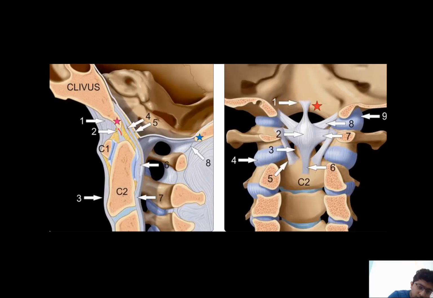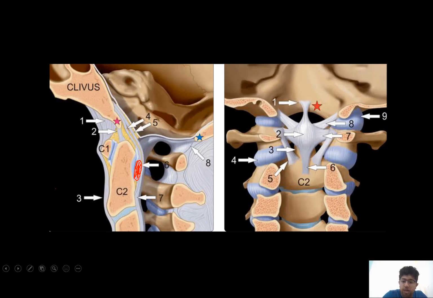Also see here there is a ligament going from the tip of the dens to the basion. This is called the apical ligament. So we know now there is an apical ligament. So if you come starting from the anterior, there is the anterior atlanto-occipital ligament, then there is the ligament of the dens. You can see this is nothing but the transverse ligament, which is holding the dens to the anterior arch of the atlas. So this is called the transverse ligament.